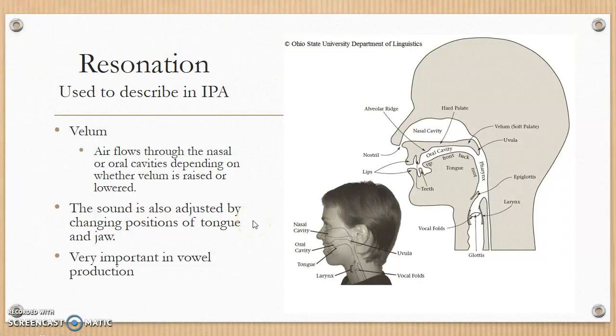We can also change the cavity through moving our jaw and moving our tongue. So that's all changing this cavity that the air is going to flow through. This is going to be really important in vowel production because our tongue really almost dictates what the vowel sound is.